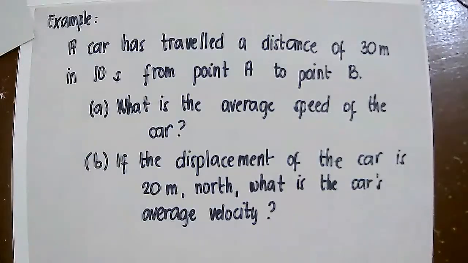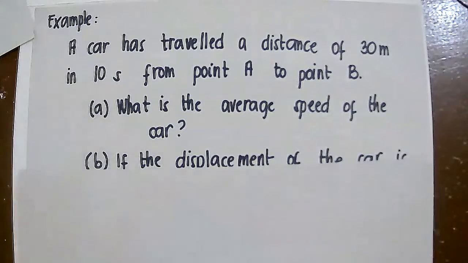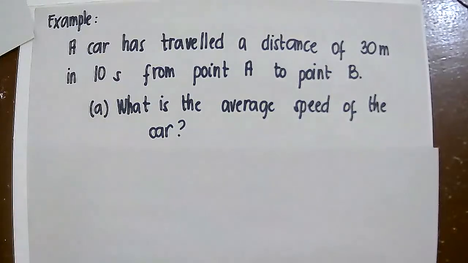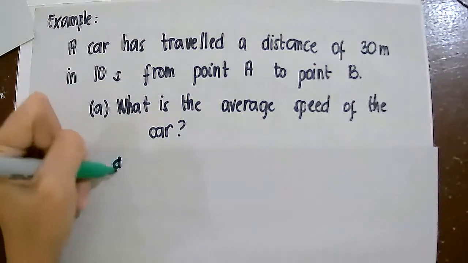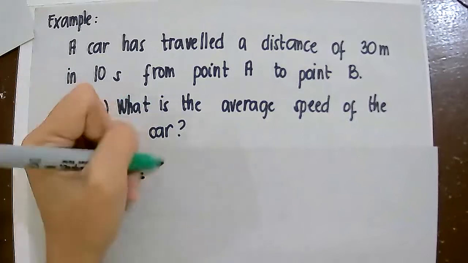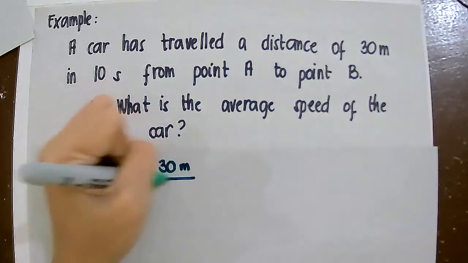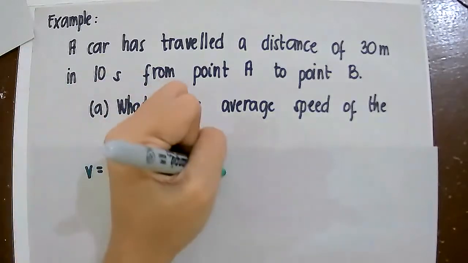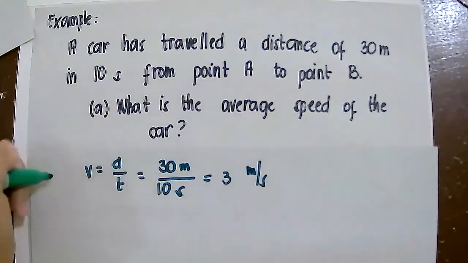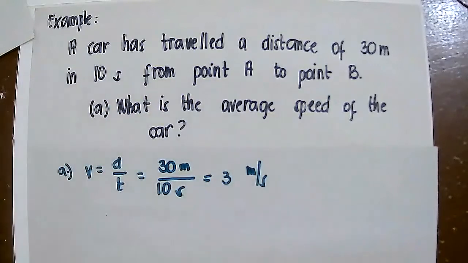So for the final example, we have here a car has traveled a distance of 30 meters in 10 seconds from point A to point B. Now, what is the average speed of the car? So in this case, for the average speed, you just use your formula. That's V equal to D over T. So your distance is 30 meters divided by 10 seconds. Okay, so you will get 3 meter per second. So yan na si speed natin, or the average speed.